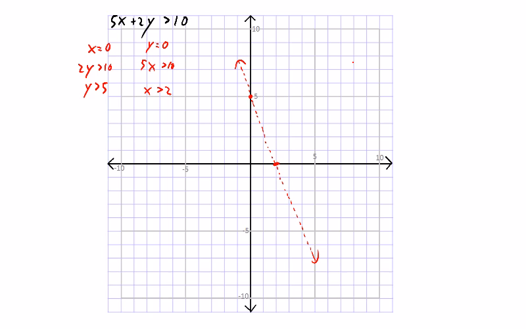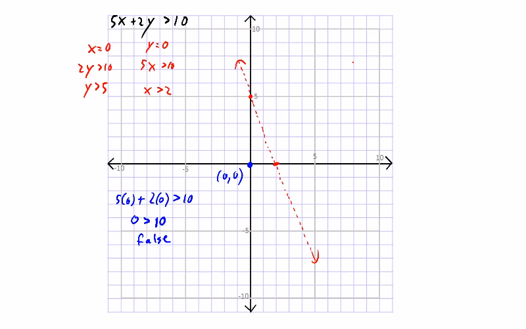Now, given this option, it's not clear whether I should be above the line or below the line. So the point substitution method is the easiest way to figure out what side of the line we want to look at. (0, 0) is the easiest point to select. If you substitute that into the original inequality, 5 times 0 plus 2 times 0 is greater than 10, gives you that 0 is greater than 10. And clearly this is a false statement.